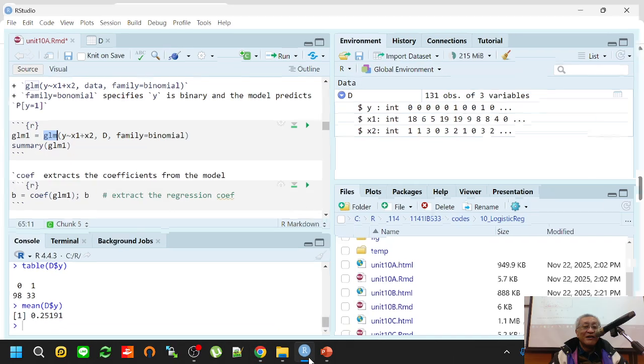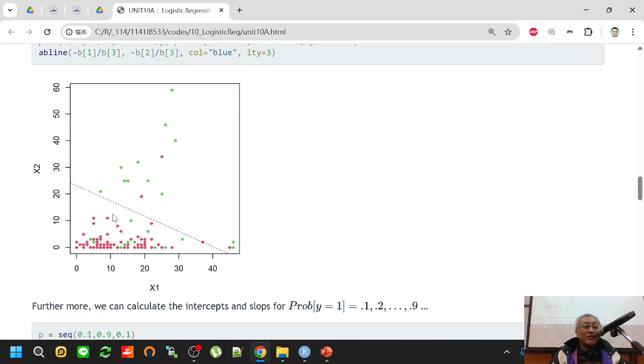Here, x1 is the horizontal coordinate, right? And x2 is the vertical coordinate, right? So, where is y?